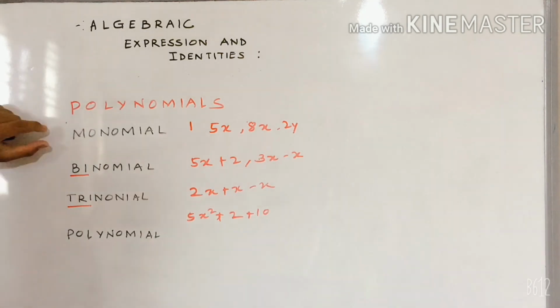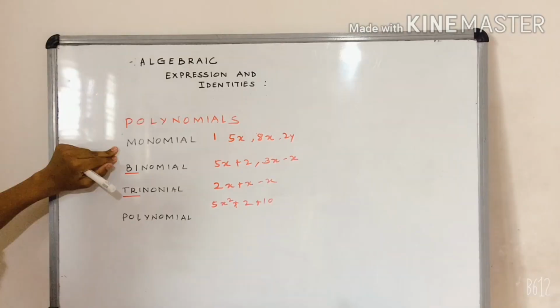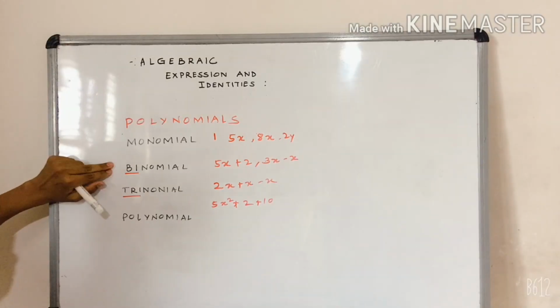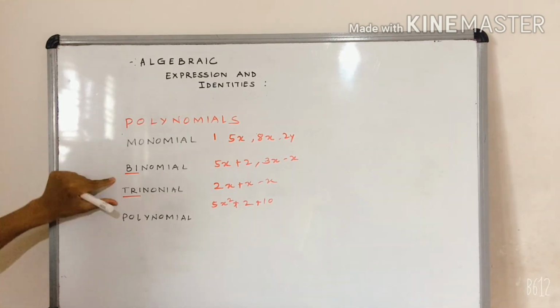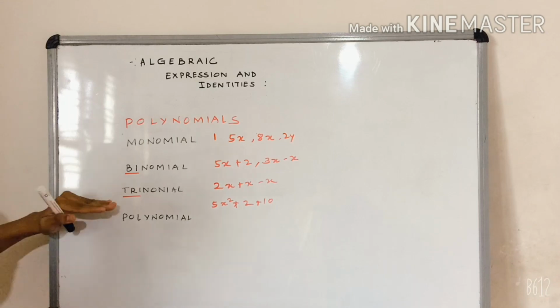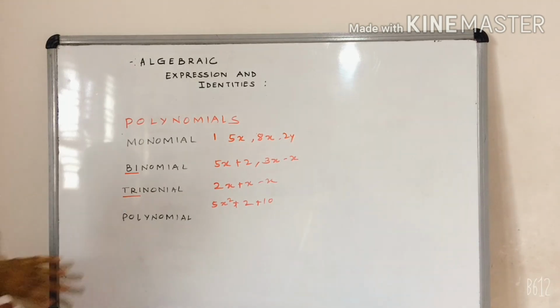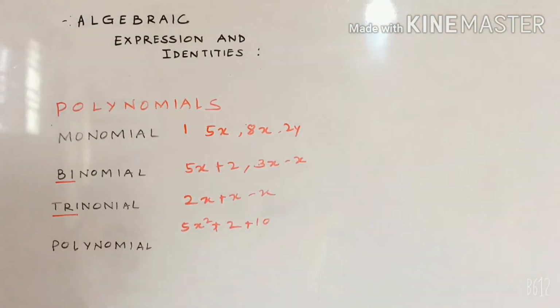So a monomial is a polynomial that has only one term; if it has two terms it is a binomial, if it has three terms it is a trinomial, and if it exceeds three terms, four and more, it's a polynomial. So we have learned some polynomials here. We will learn some operations that are based on polynomials.